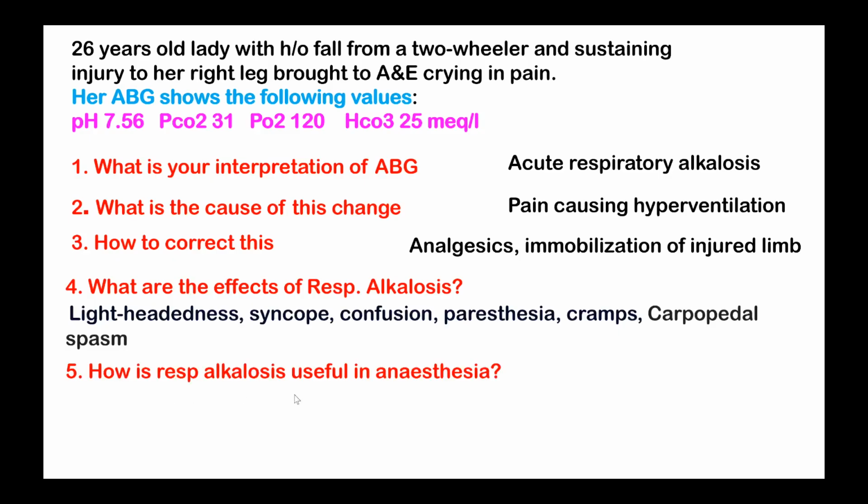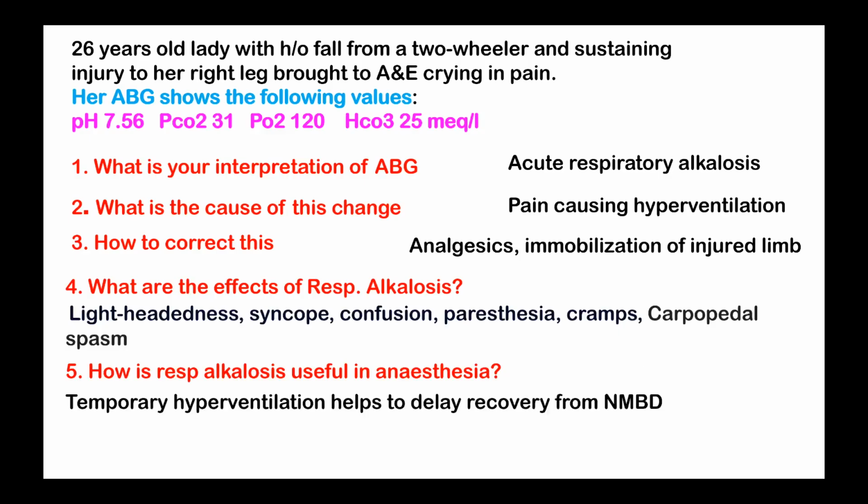How is respiratory alkalosis useful in anesthesia? As anesthetists, can we use this respiratory alkalosis? Sir, in CNS, central nervous system surgeries, like brain surgery. Neurosurgery, sir. Temporary hypoventilation helps to delay recovery from the neuromuscular blocking.